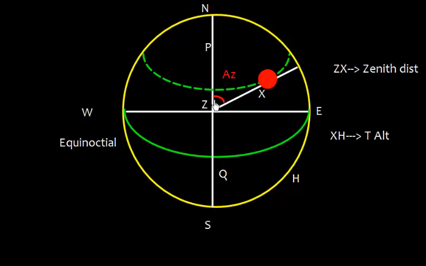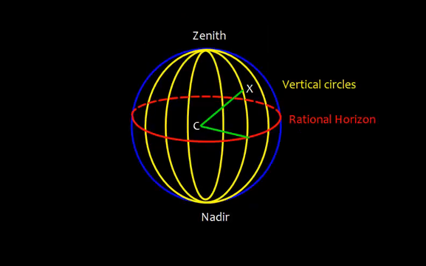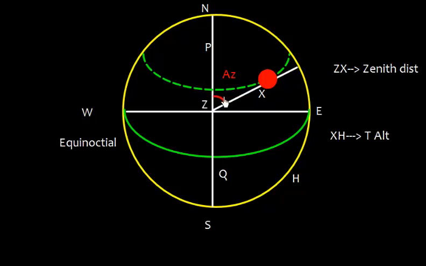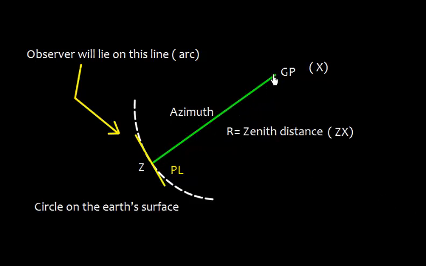So this is the north and south line. The angle made from this north-south line, that is the observer's meridian. This is the vertical circle which passes through the observer and the celestial body. Like this, these are the vertical circles which pass through the observer's zenith and the celestial body. So this angle is called azimuth. Well, the position line will be 90 degrees to azimuth. So here this is the position line and this one is the azimuth. So the position line is 90 degrees to azimuth.